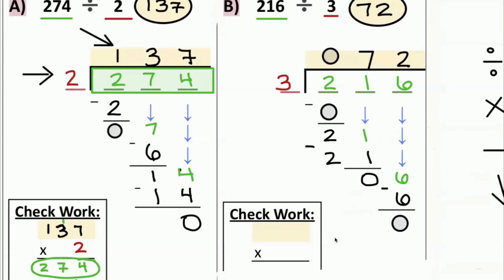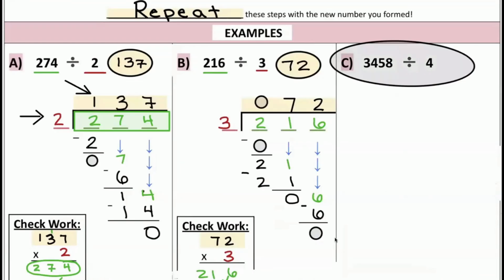For problem B, you should have done 72, our quotient, times our divisor, and you get 216, which is our dividend. So that lets us know that we're correct. Complete problem C on your own, then come back to the video to check your work.